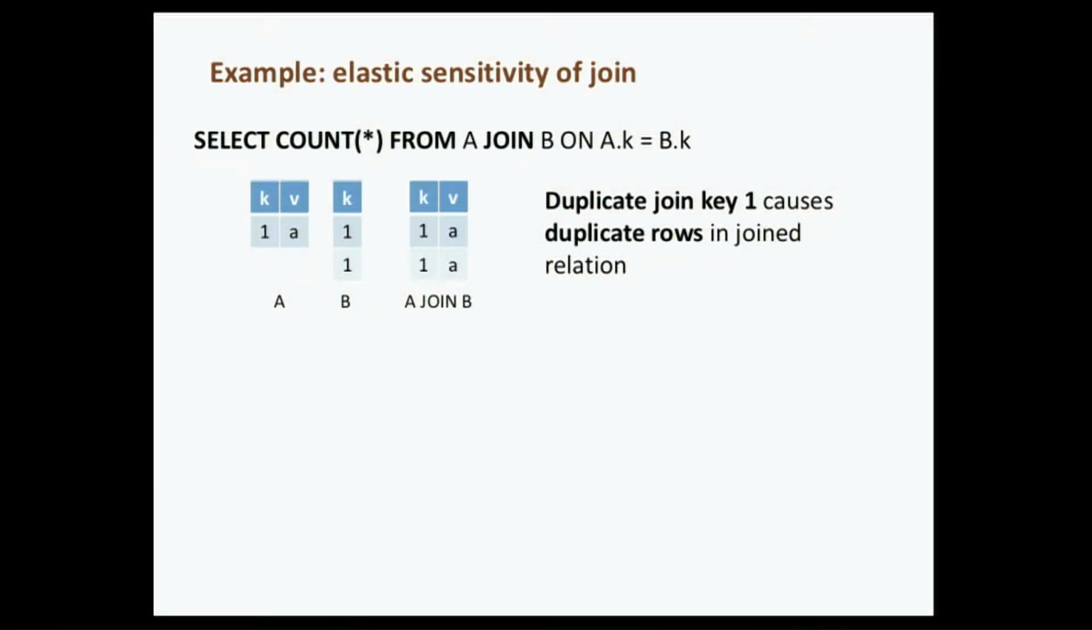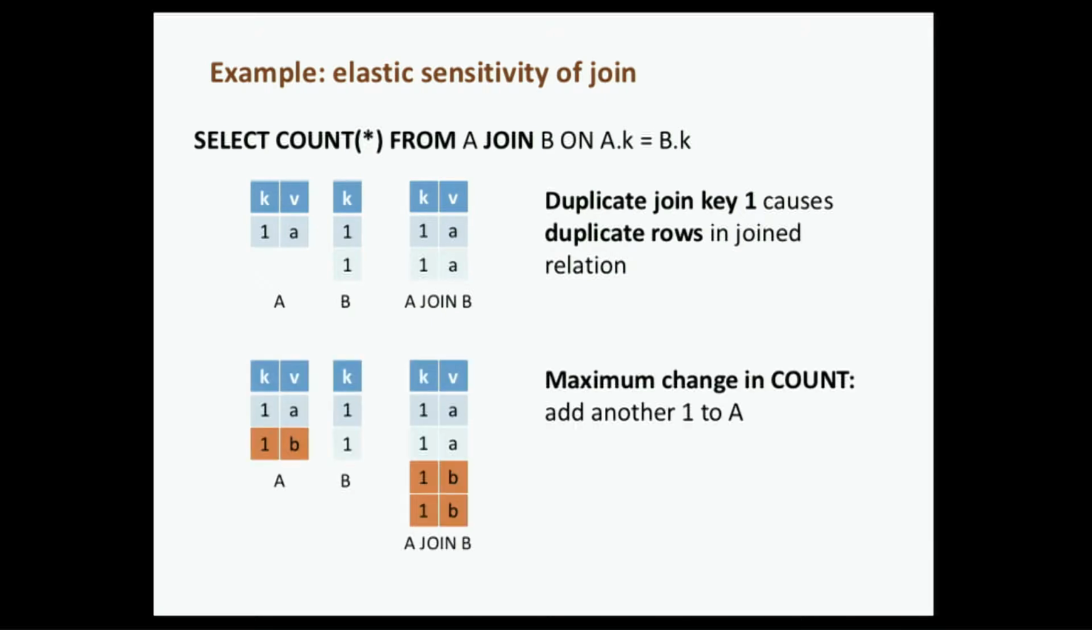OK, so here's the example I was promising. Imagine I have these two tables, A and B, and I'm taking the join of them. What's going on here is I have two ones in the B table, and so I get two copies of that A value in the join. If I'm trying to find the local sensitivity of this, what's the worst thing I can do to this database to increase the size of this join? Because my query here is a counting query.